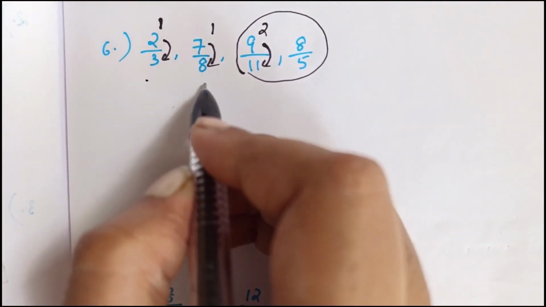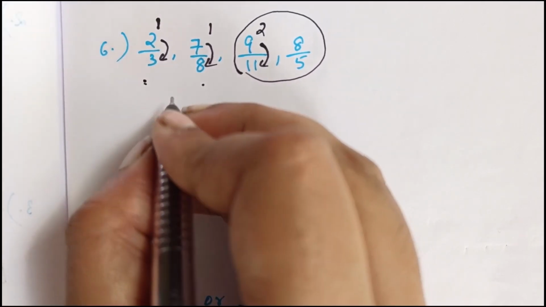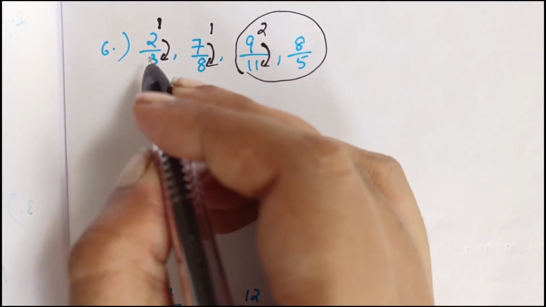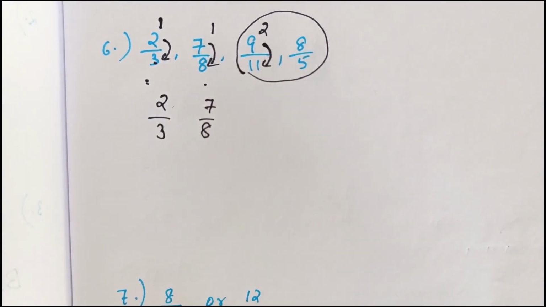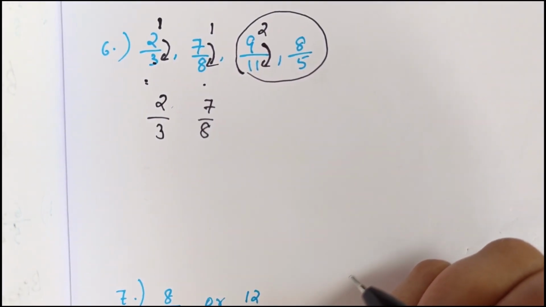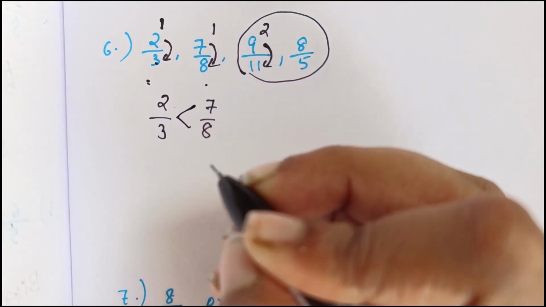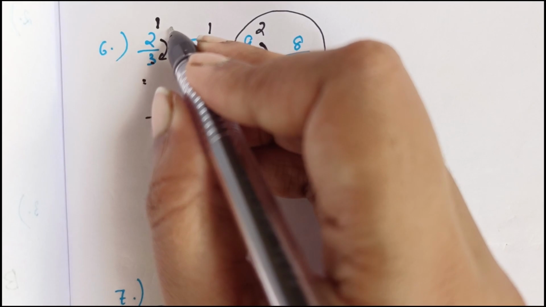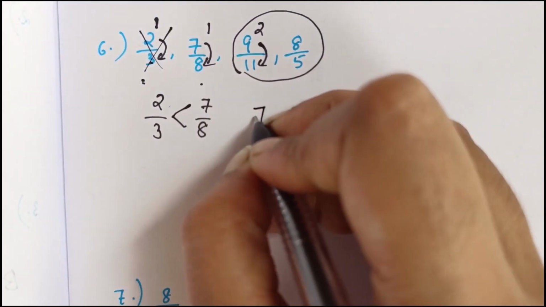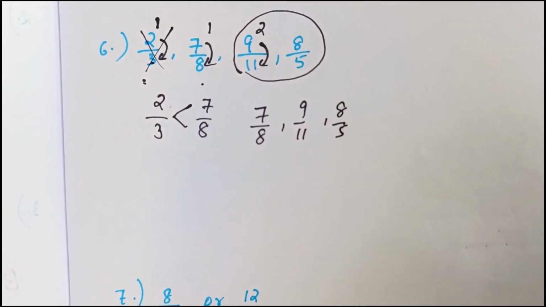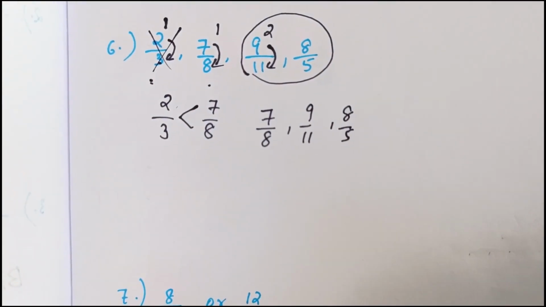So these numbers you cannot consider using the 4 cases we have considered. But you can find which of these 2 is bigger, either 2 by 3 or 7 by 8. Since their denominators are greater than numerators, then the biggest fraction will be the fraction with the bigger numbers. So 7 by 8 is actually greater than 2 by 3. So we can rule out 2 by 3. Now we have only 7 by 8, 9 by 11 and 8 by 5. So actually these numbers do not fit into any of the cases we have gone through.